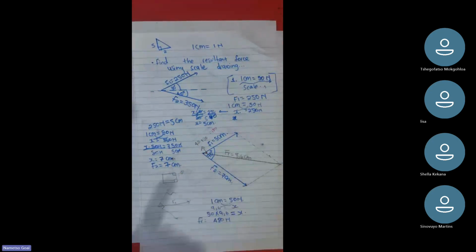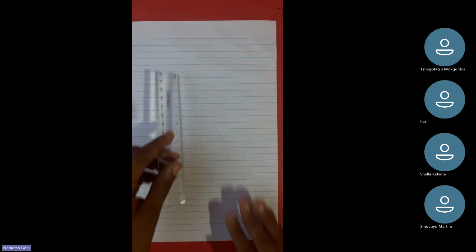So this was finding the resultant vector. We did the resultant vector using the tail to tail method. We did the resultant vector using the head to tail method. Now, remember last week I spoke of something called breaking down a force into its components, right? So that's what we're going to try and do here.